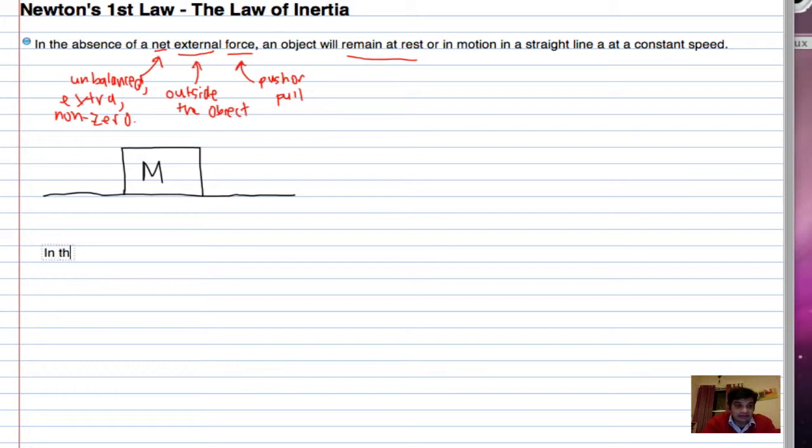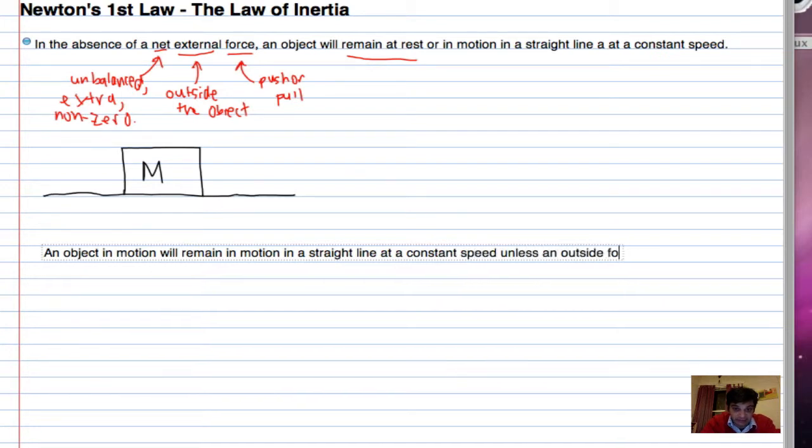So another way of saying this is an object in motion will remain in motion in a straight line at a constant speed unless a net external force acts on it. Okay, so there are implications of this statement that I actually want to get clear on right now. So, implications.